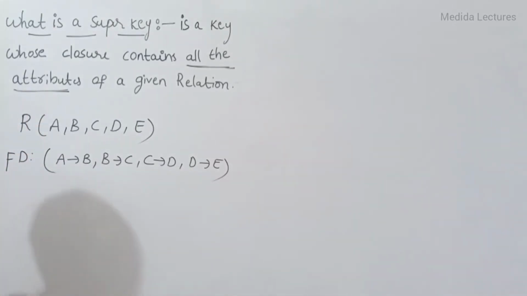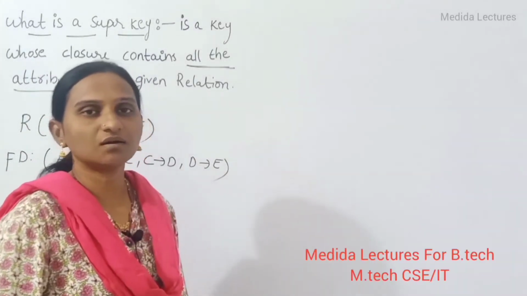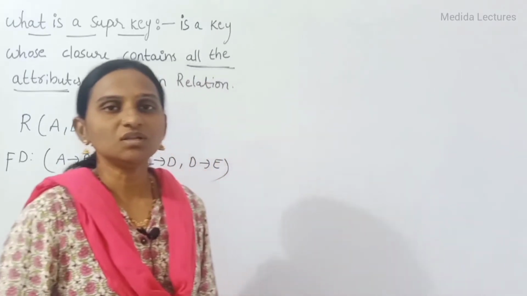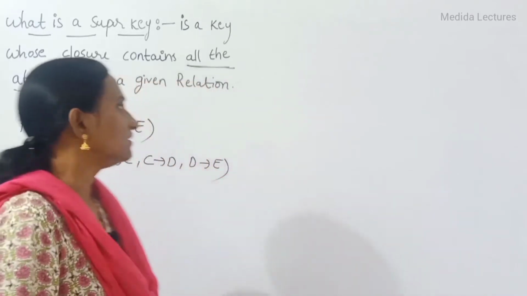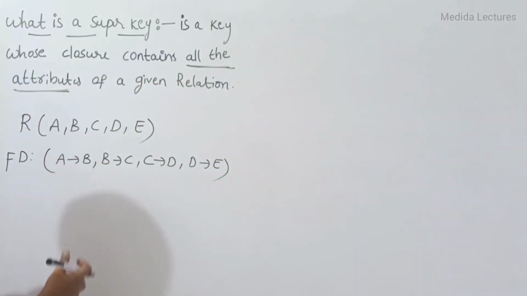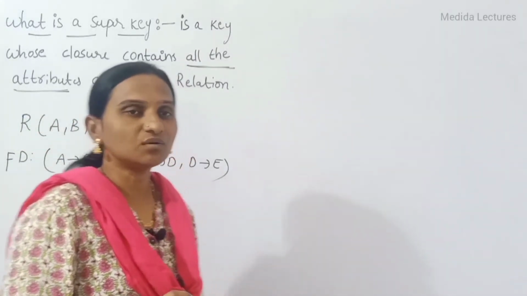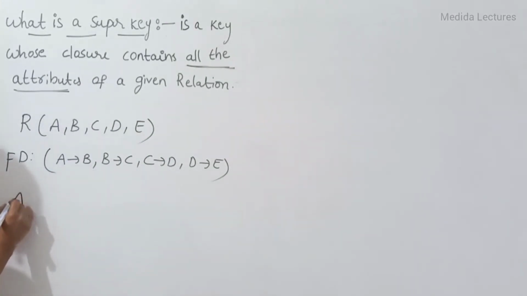So how do we find out whether an attribute or set of attributes is a super key or not? You have to find the attribute closure. Then only will you know whether the given attribute is a super key or not. Now find A closure for this set of functional dependencies.